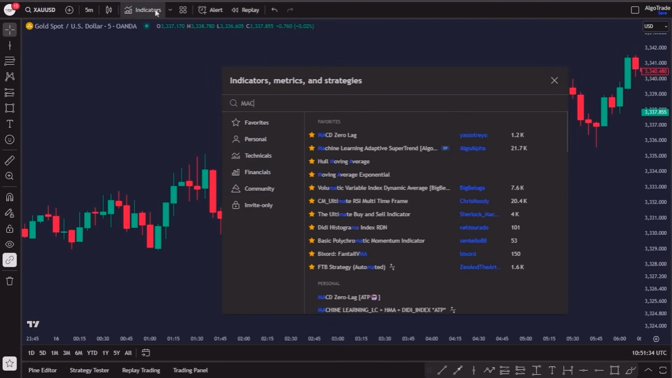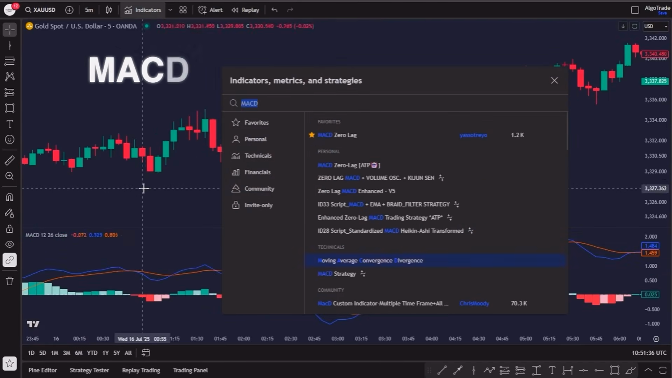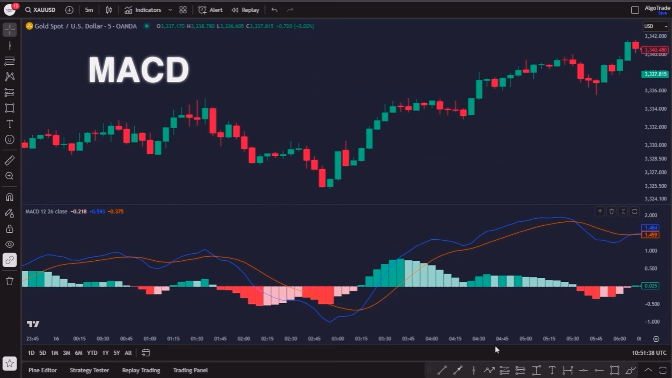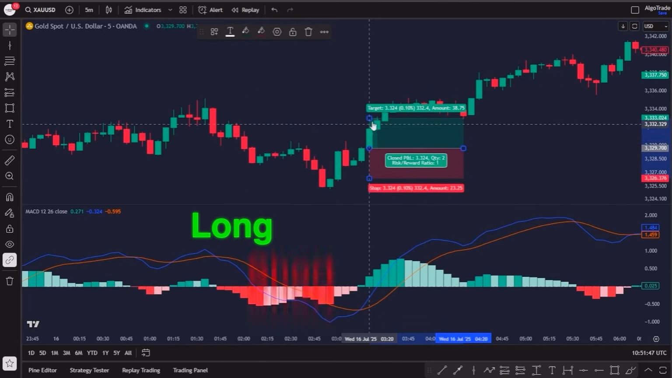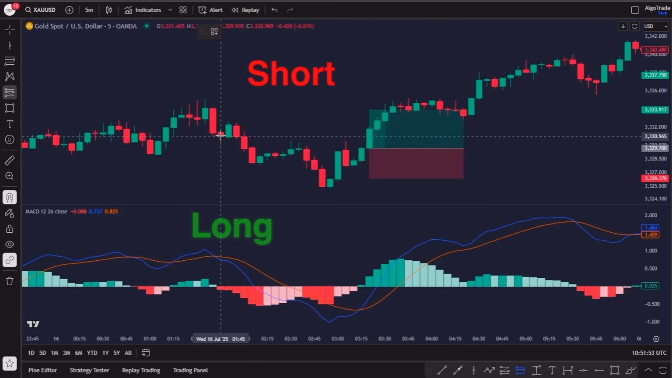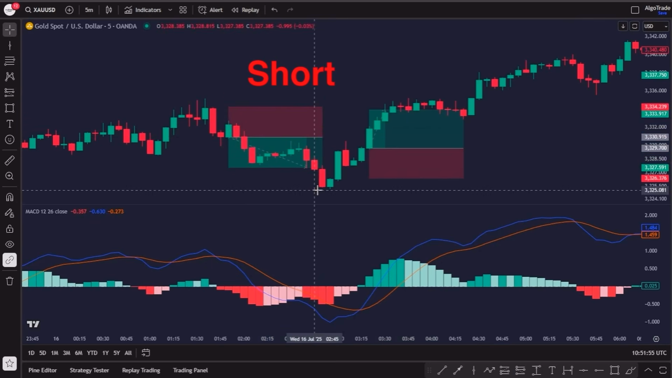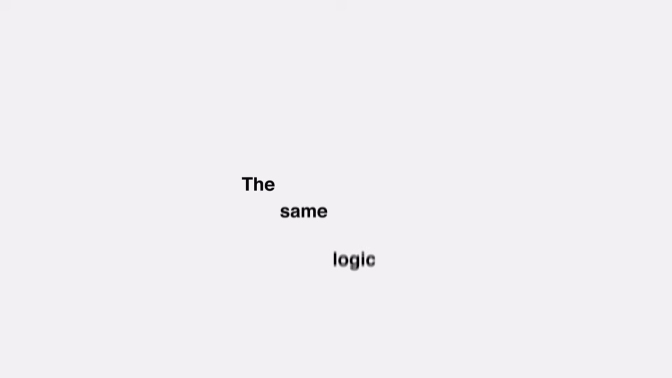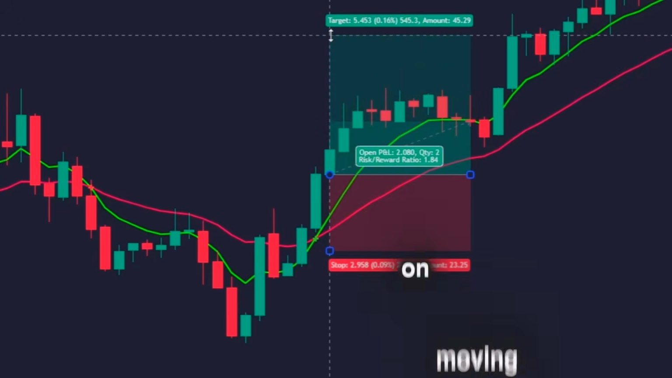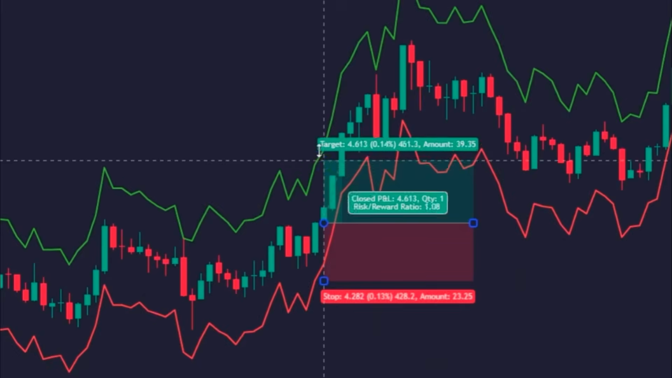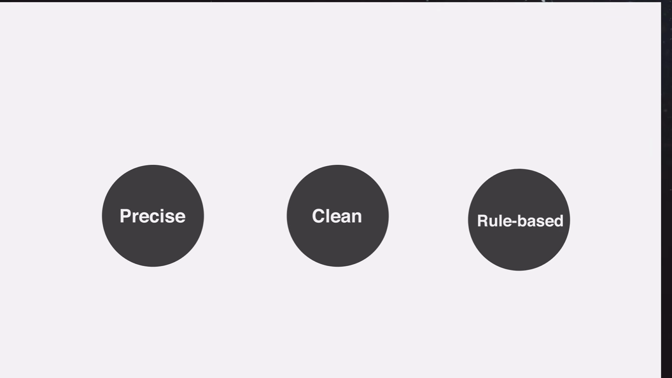For example, let's say we are using the MACD as our trigger. When the MACD line crosses above the signal line and momentum turns positive, we consider it a long. Then we enter at the close of that candle. Same for shorts, bearish cross, momentum negative, and we enter at the candle close. And the same logic applies to any other trigger, whether it's based on moving averages, breakouts, volatility or trend reversals. We keep it precise, clean and rule-based.